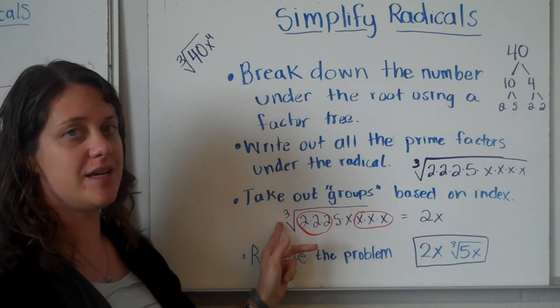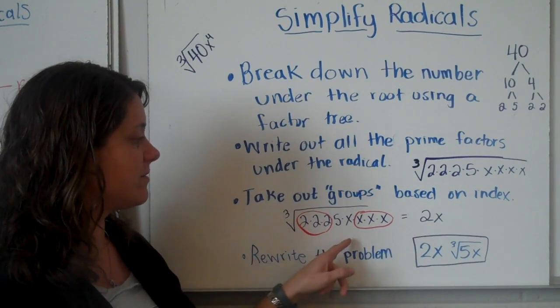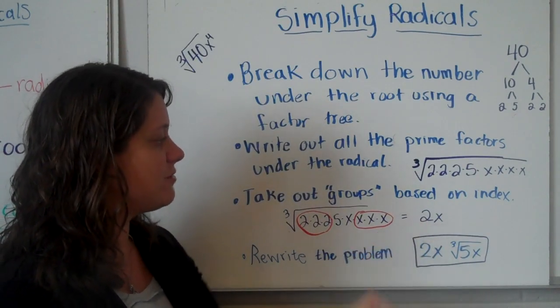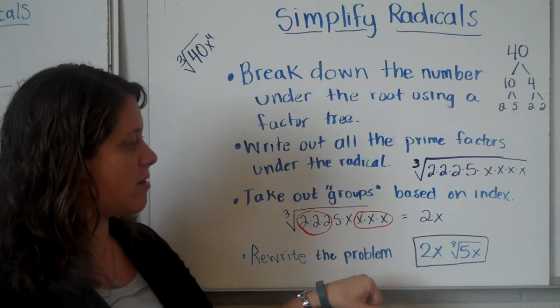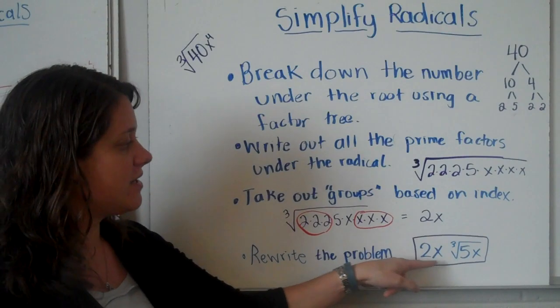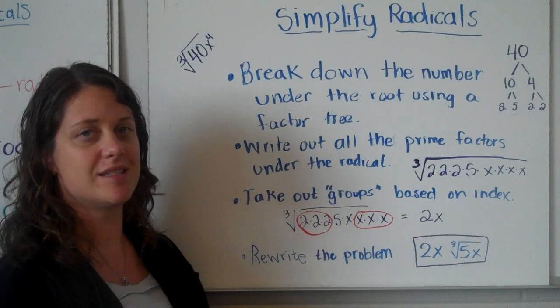This is an index of 3. I take out groups of 3. So I took out a 2x. Rewrite the problem. So the 2x came out, and the cubic root of 5x is still under there.